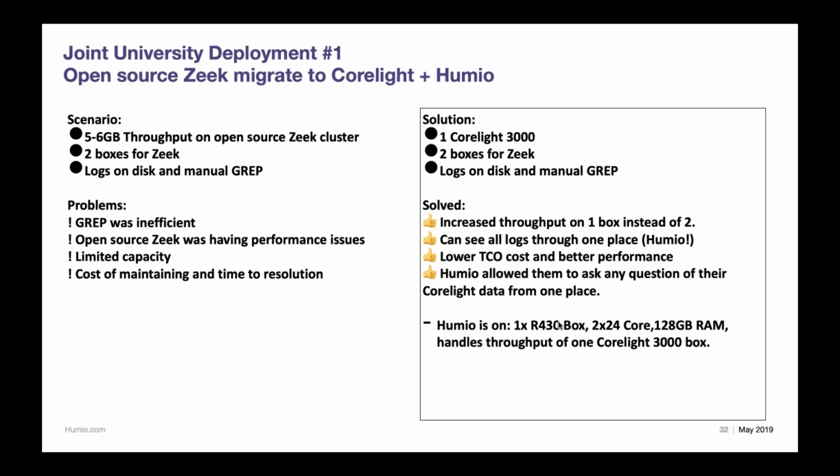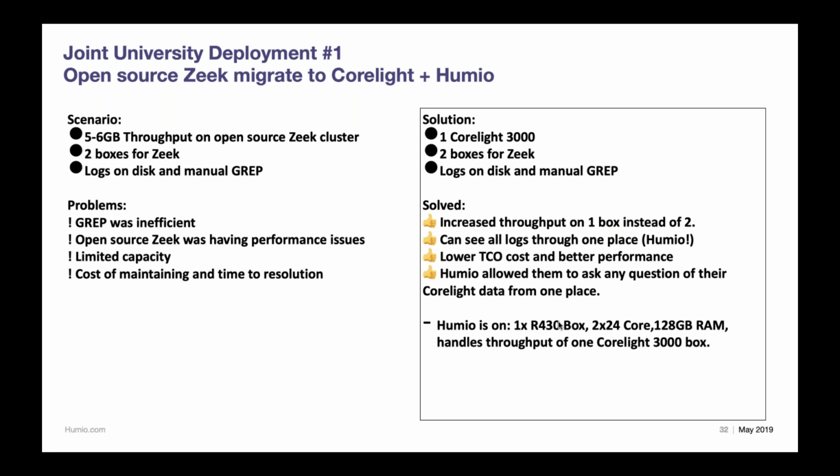So what I'm going to show you here is this university, started out on open source Zeek, and he was doing about 6 gigs throughput through a Zeek cluster. I think it was two nodes, and how he was going through the logs was just manual grepping. The problems faced were that grep was very inefficient, as anybody familiar with having to deal with it knows. Open source Zeek was having performance issues and limited capacity in the cluster, and the cost of maintaining and the time to resolution was becoming unmanageable.